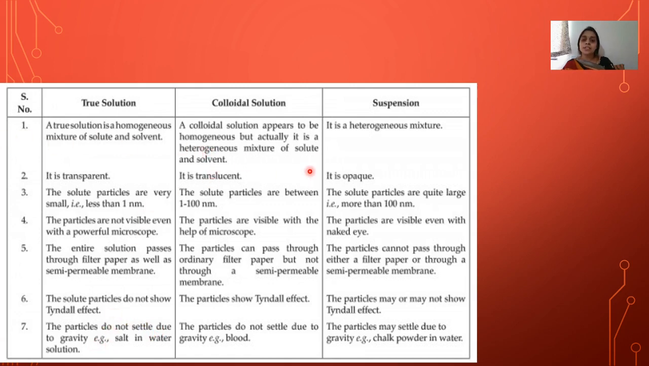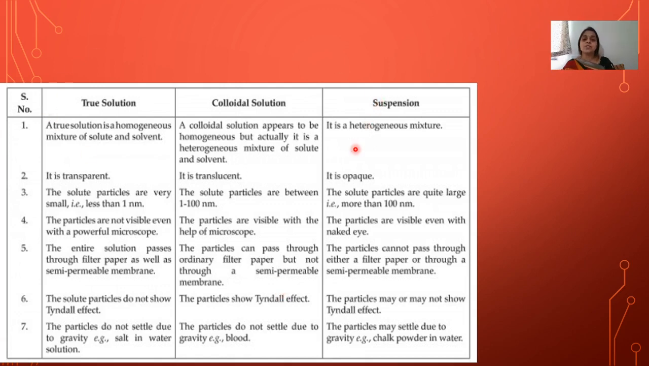Coming to colloidal solutions, they appear to be homogeneous, but actually they are heterogeneous. It is translucent, and the particle size is between 1 nanometer and 100 nanometer, and the particles are visible with the help of a microscope. The particles can pass through ordinary filter paper but not through a semi-permeable membrane. These particles show Tyndall effect. The scattering of light is seen in colloids, and the particles do not settle down due to gravity. For example, blood. So colloids are also stable solutions.